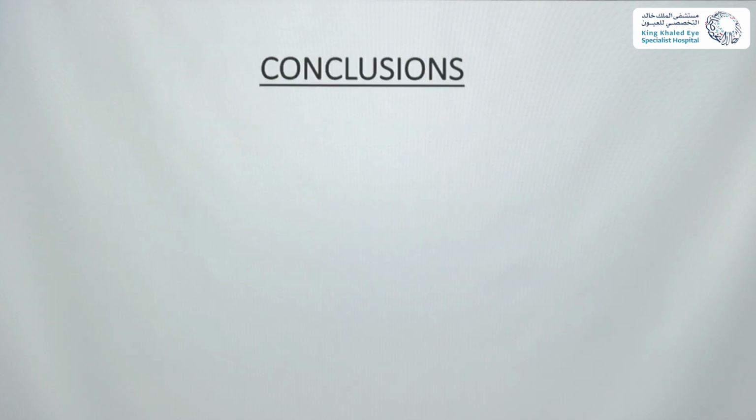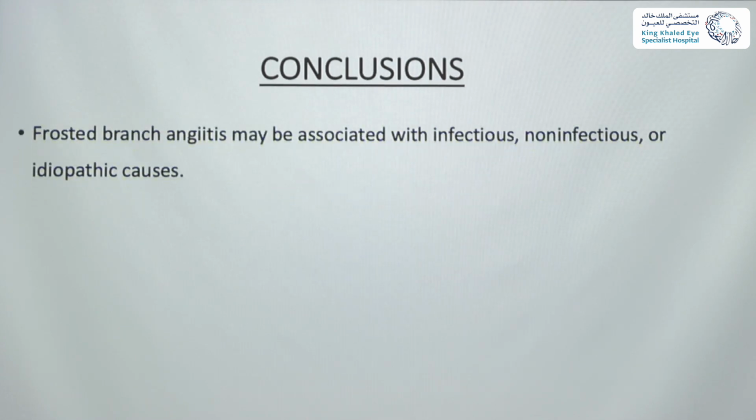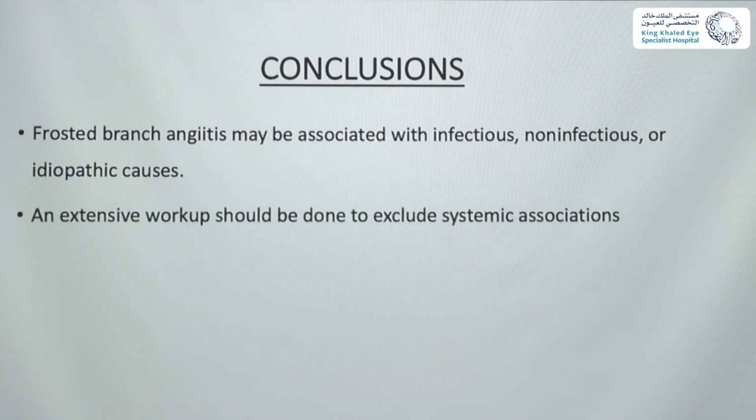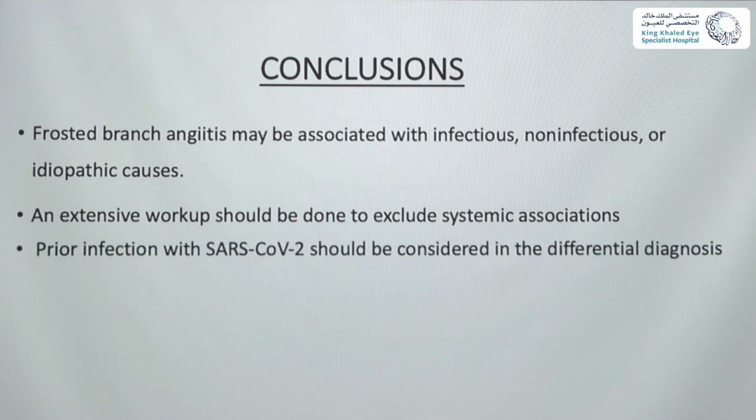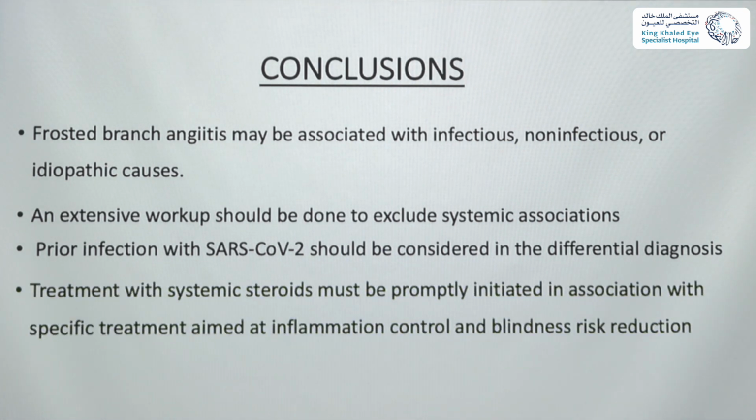So as a conclusion, frosted branch angiitis may be associated with infectious, non-infectious, or idiopathic causes. An extensive workup should be done to exclude systemic associations. Prior infection with COVID should be considered in the differential diagnosis, and treatment with systemic steroid must be initiated, especially in association with these causes, for inflammation control and blindness risk reduction.